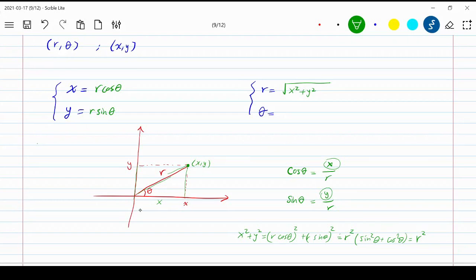And theta, what would this angle be? We know that tangent of theta is opposite divided by adjacent, so it would be y divided by x. So what would theta be? Theta would be tangent inverse of y over x.